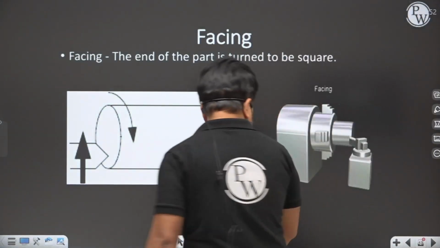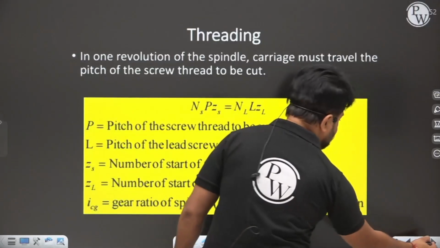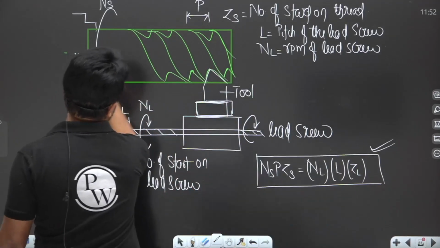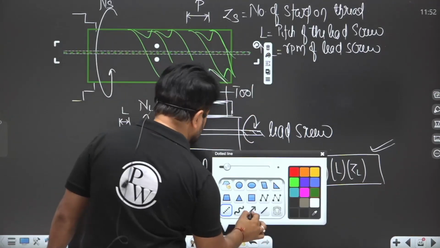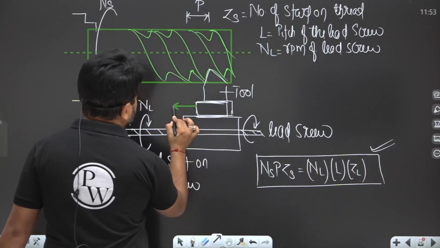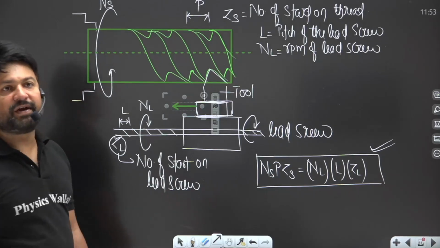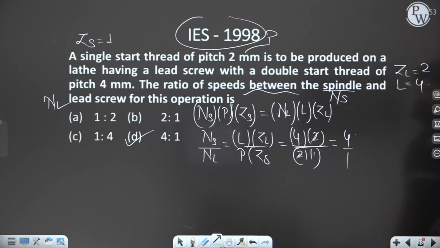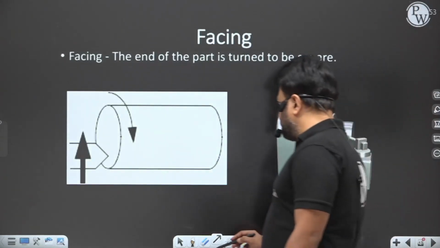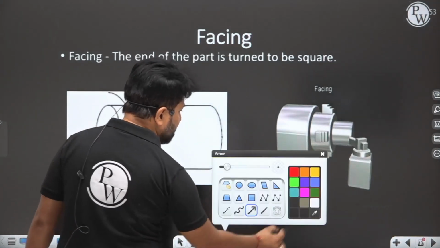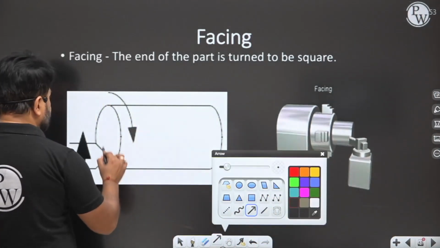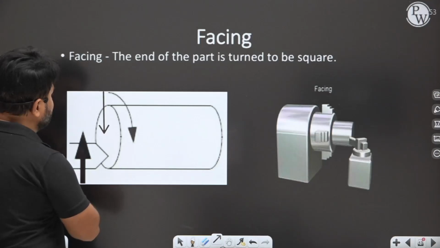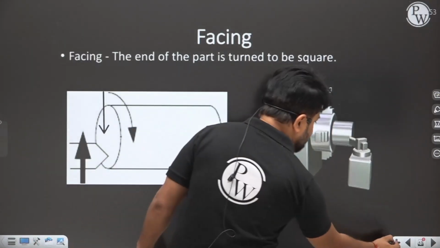Now next is the facing operation. In the turning operation, or threading, suppose that you are doing a threading operation, the tool will move along the axis of rotation. Even if you are doing a threading or turning operation, the tool will move along the axis of rotation. But my dear student, if you are doing a facing operation, then the tool is going to be moved from the outer periphery to the center, right?